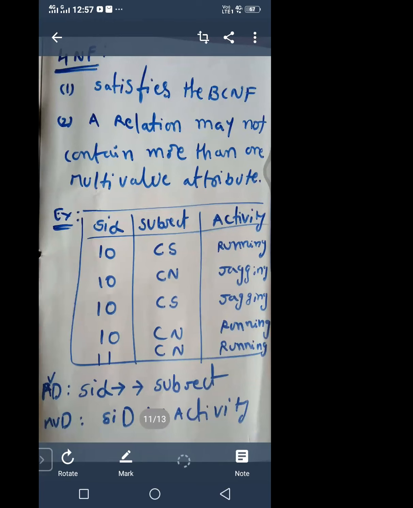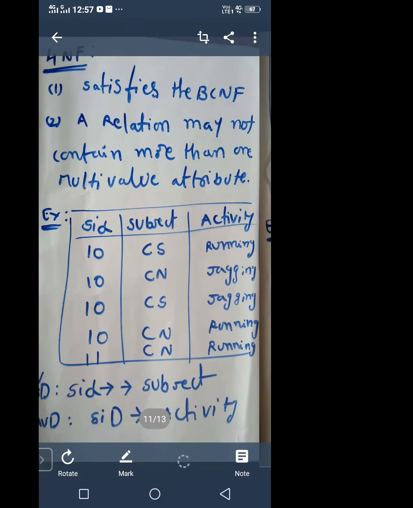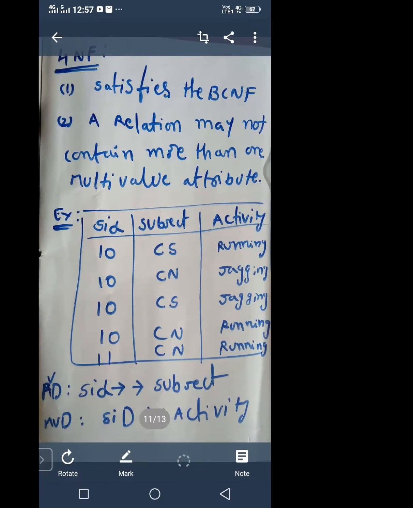What is the meaning of BCNF? The full form is Boyce-Codd normal form. What is the rule for BCNF? The case where one non-prime attribute determines a subset of the key or the key attribute should not occur. Also, a relation may not contain more than one multi-value attribute. So this is the rule for fourth normal form.